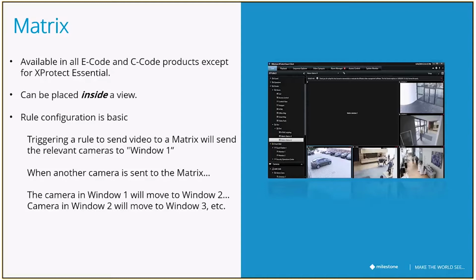The rule configuration is different than the SmartWall. It's very basic. There's just one type of rule that you can do rather than 3 like the SmartWall can do. The way it works is that triggering a rule to send video to a matrix will send the relevant cameras to, quote unquote, window 1, which will make more sense once I demo this. And then when another camera is sent to the matrix, the camera in window 1 will move out of there and go over to window 2 if that's available. The camera that's currently in window 2 will move to window 3, etc., while that new event places the camera that was just triggered into window 1. So it has a bit of a different behavior than SmartWall, which I'll demo in just a second as well.